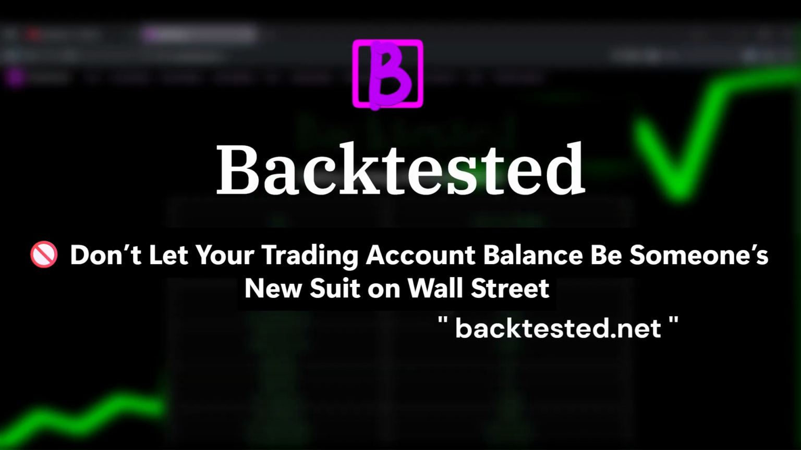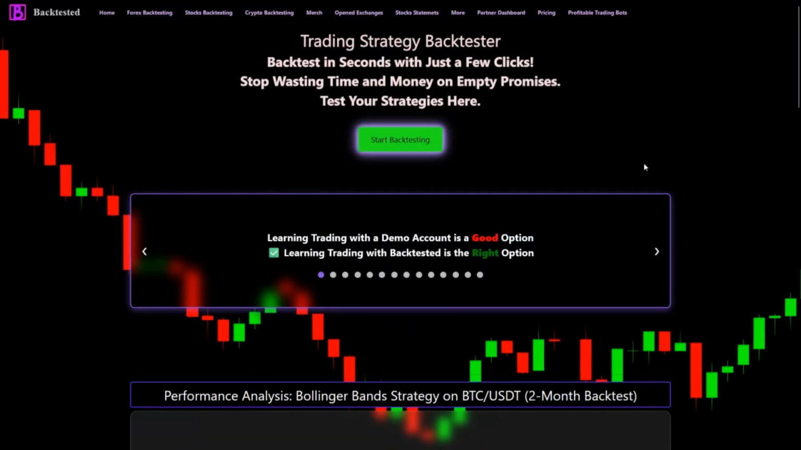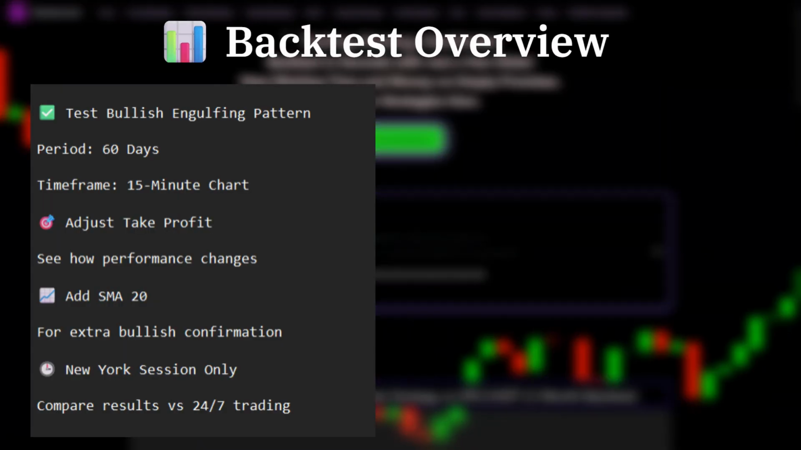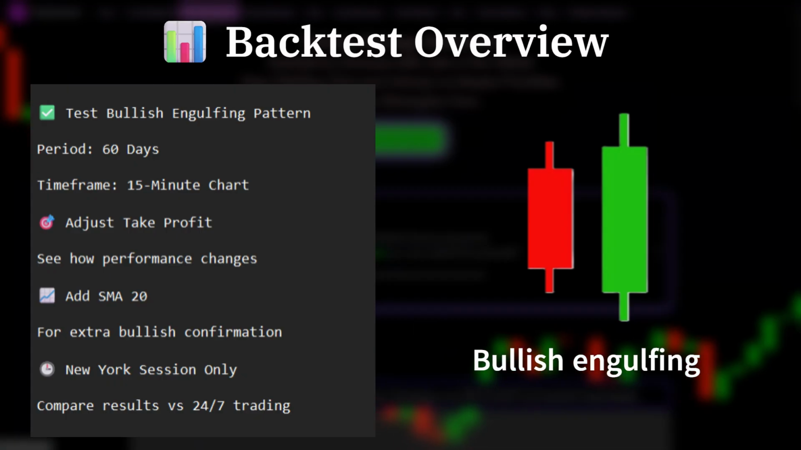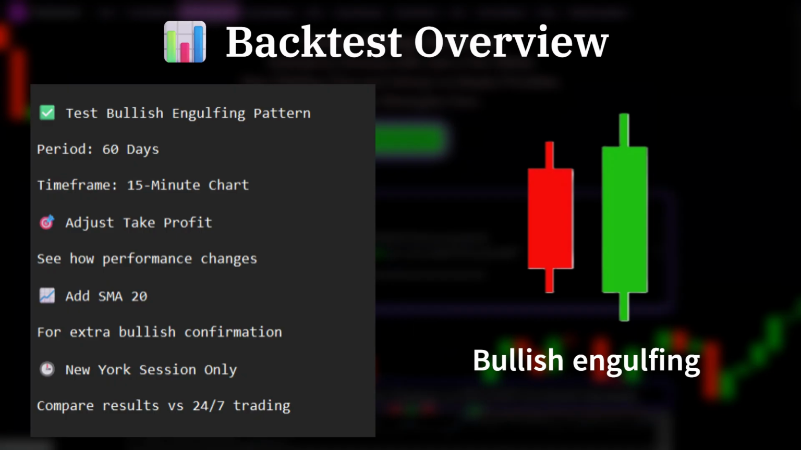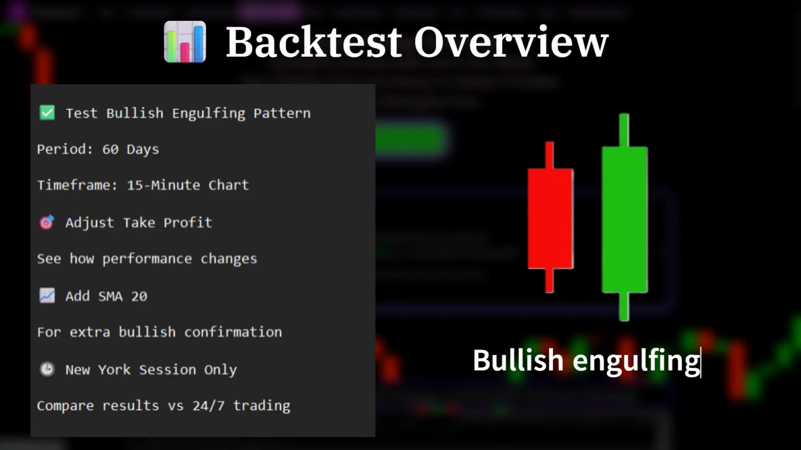In today's video, we're going to test a bullish engulfing pattern over a 60-day period on the 15-minute time frame. Then, we'll take things a step further, first by reducing the take profit to see how it impacts performance, and then by adding the 20-period SMA for some extra bullish confirmation. Finally, we'll limit our testing to the New York session only, instead of running the pattern 24/7, and see how that affects the results. Let's get into it.